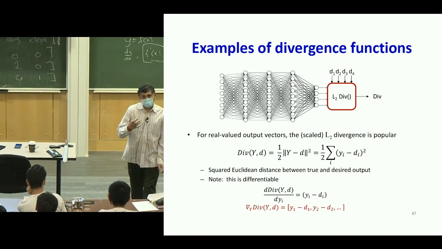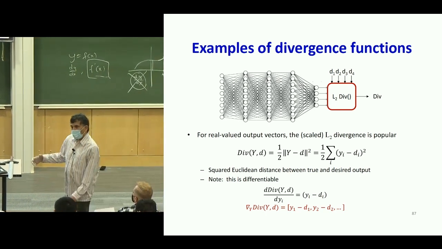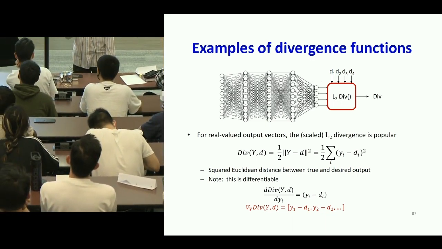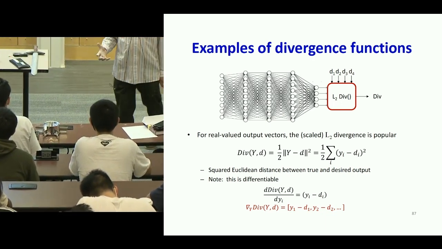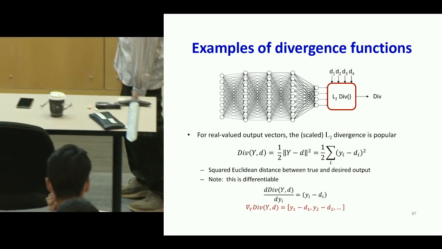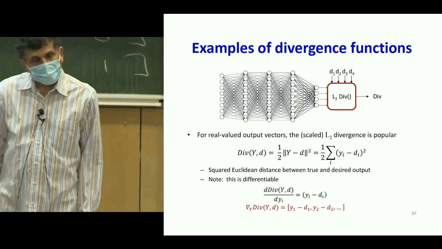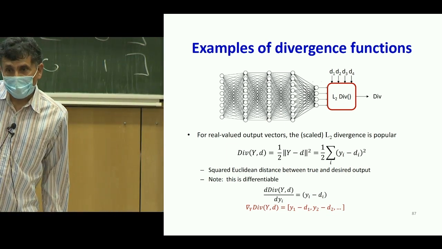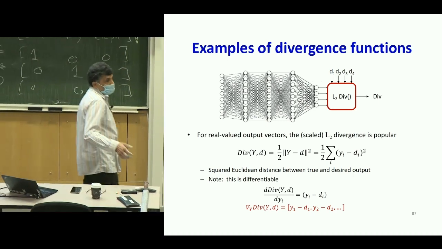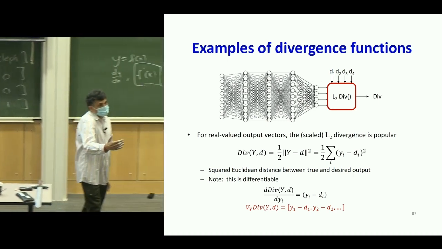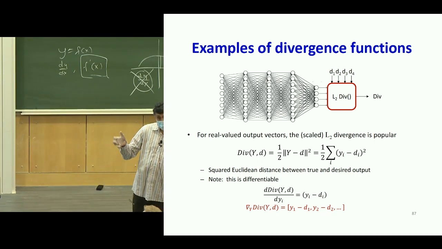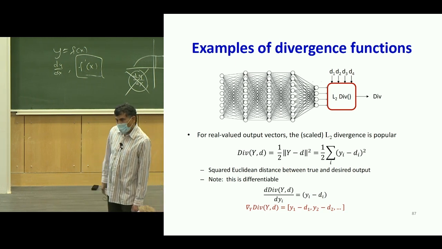If you have a regression problem where you're trying to predict real numbers, then there's a very, very nice loss function that we can use, which is the L2 divergence. It's very popular. And the L2 divergence is defined simply as half of the squared Euclidean distance between the actual output of the network and the true output of the network. This is useful when you are trying to make real valued predictions, right?